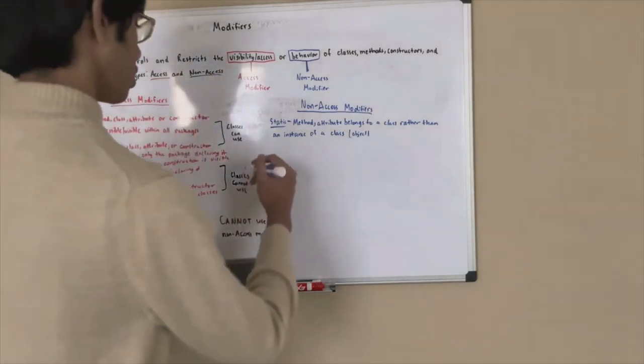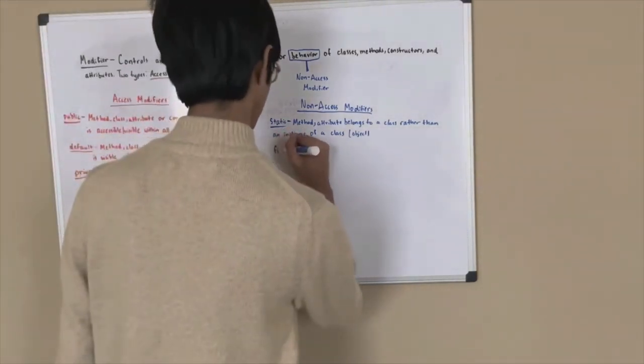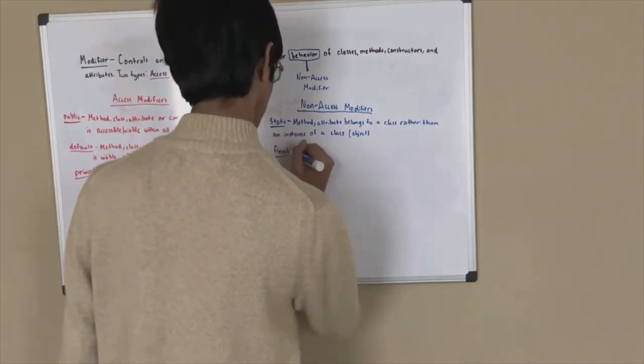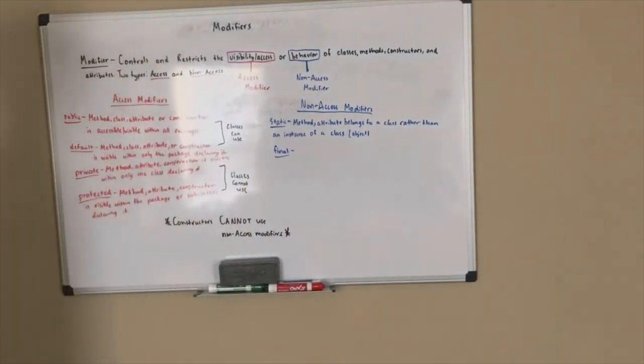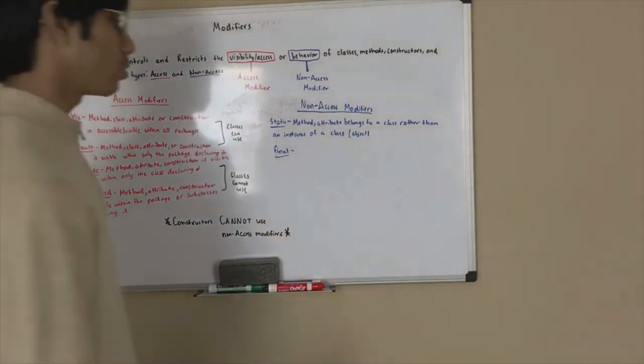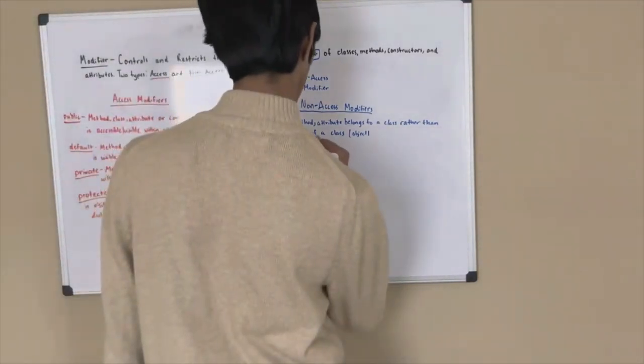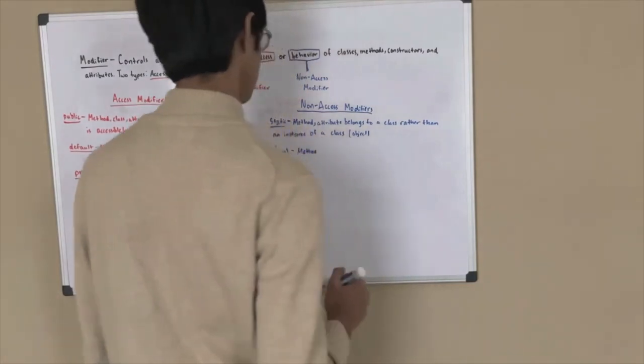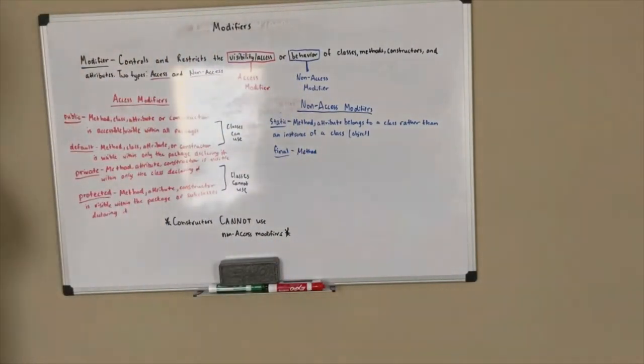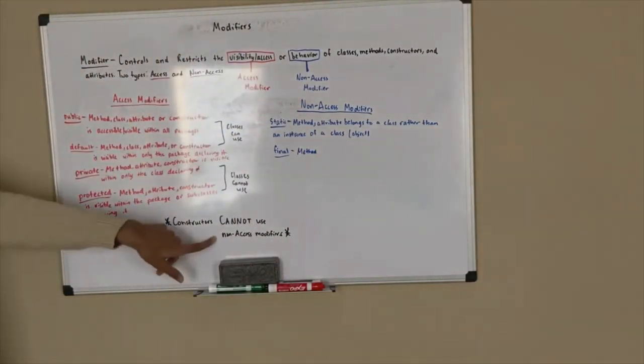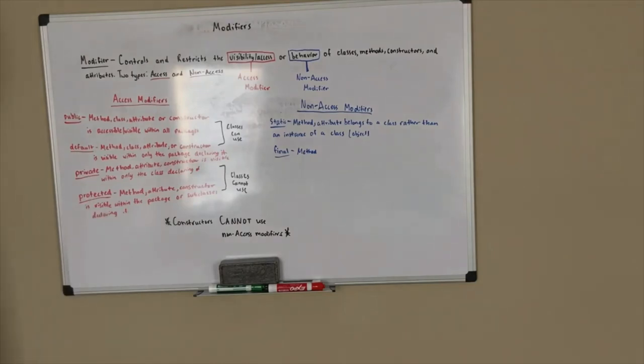Okay, our second non-access modifier is final. And final is kind of specific to whatever you're declaring final. There are three things that you can declare final: method, class, and attribute. Constructors, like I said, cannot be final, according to here, constructors cannot use non-access modifiers. So final really just depends on what you're making final.